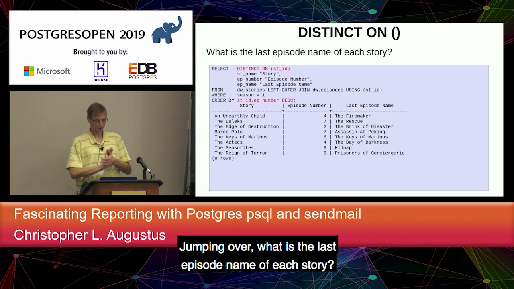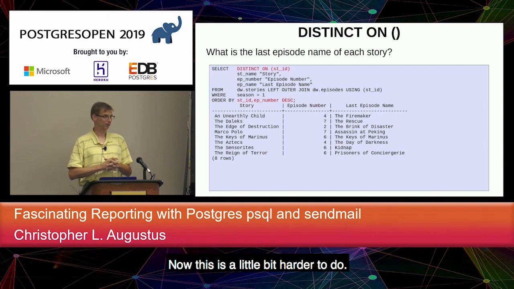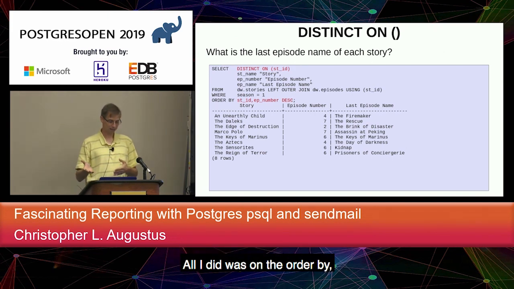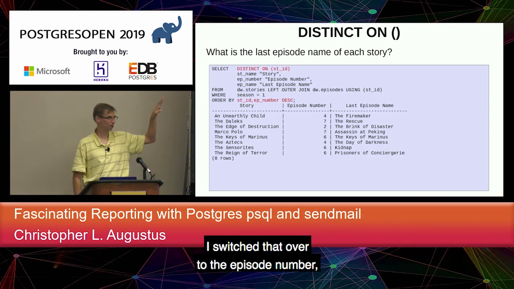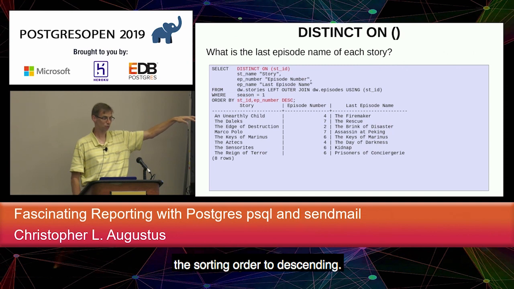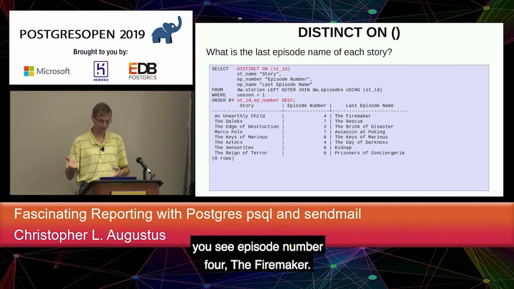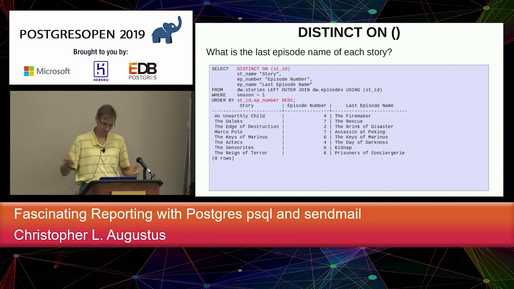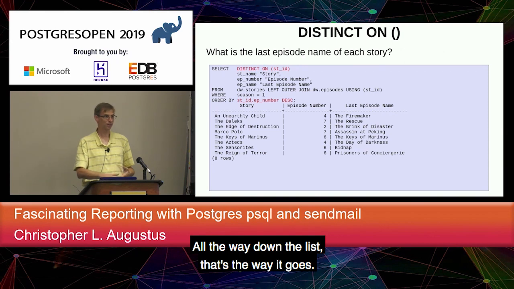Jumping over, what is the last episode name of each story? Now, this is a little bit harder to do. All I did was on the ORDER BY, I switched the episode number sorting order to descending. And now, for Unearthly Child, you see episode number 4, The Fire Maker. And all the way down the list, that's the way it goes.